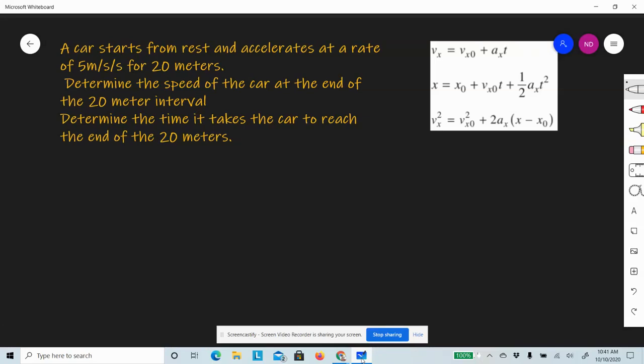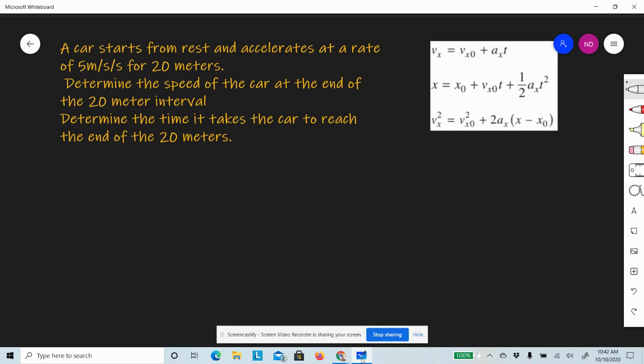All right, I'm going to walk us through the first example problem in the kinematics lessons. Here we go. Car starts from rest, accelerates at a rate of 5 meters per second squared for 20 meters. Determine the speed of the car at the end of the 20-meter interval, and determine the time it takes for the car to reach the end of the 20 meters.